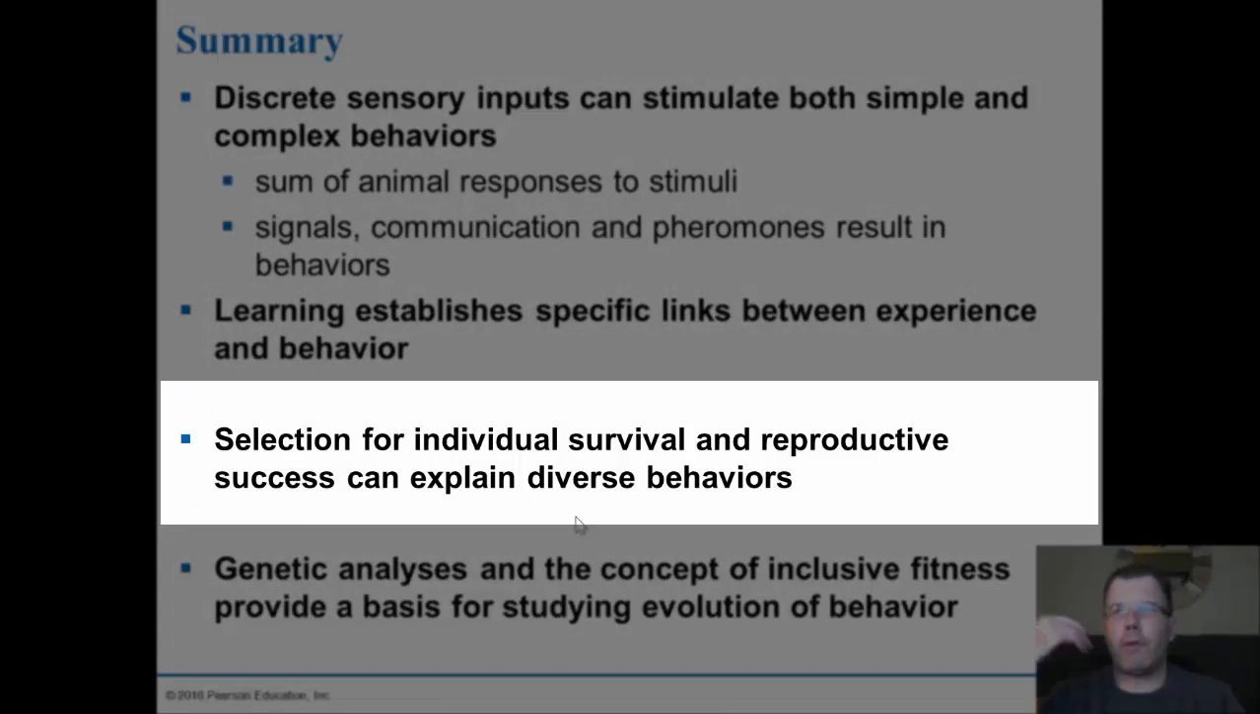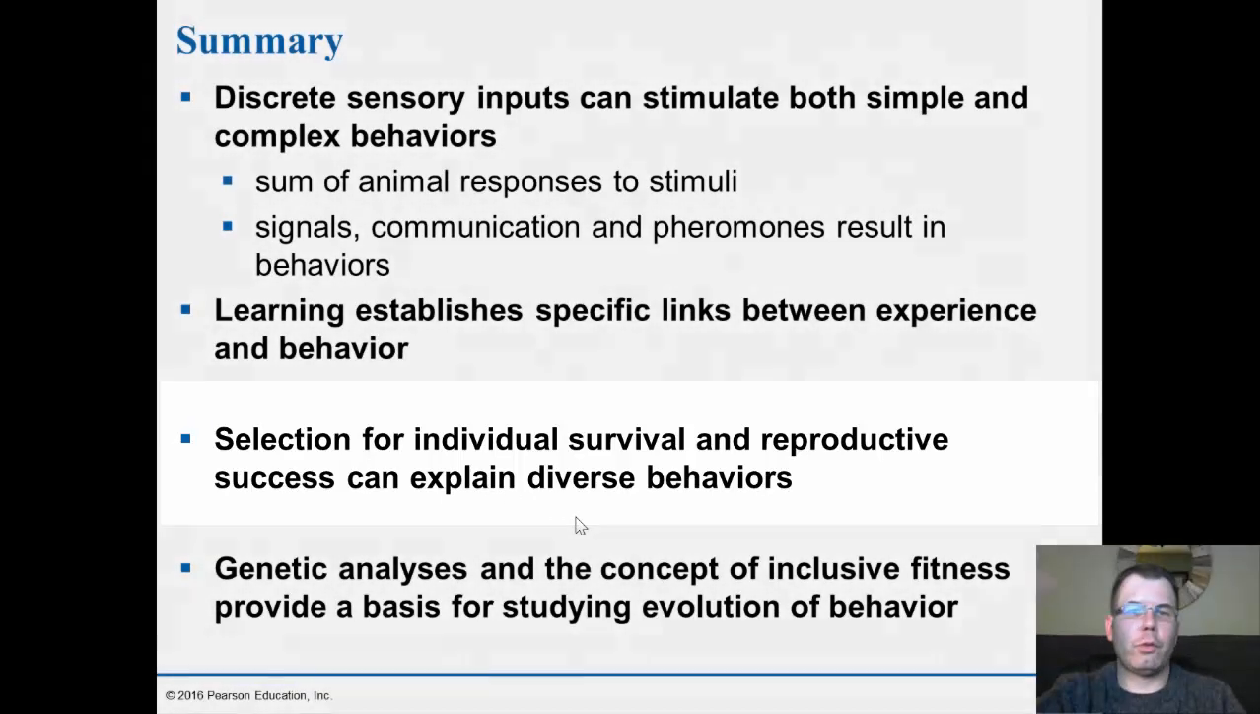Then we talked about selection for individual survival and reproductive success. First was foraging and avoiding predators, which is for individual survival. And then displays look at reproductive success. So we talked about different types of relationships that are out there, either monogamous or polygamous.